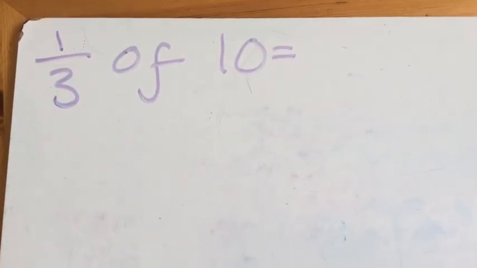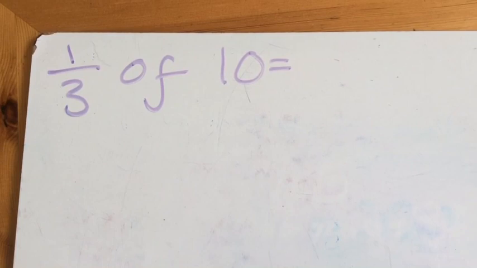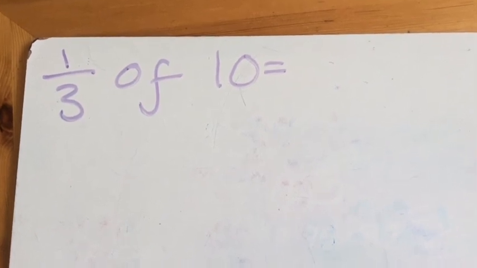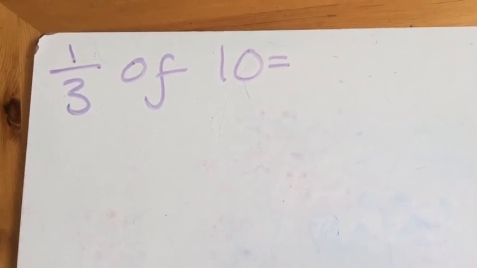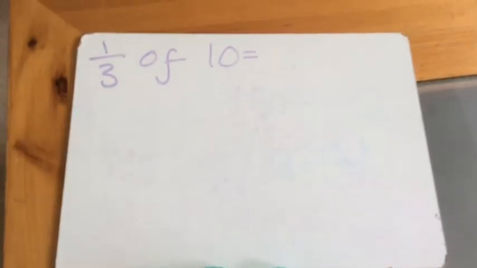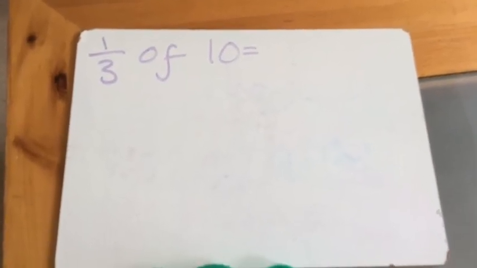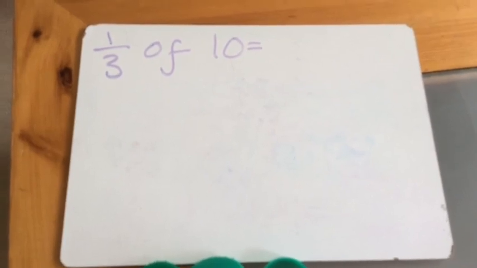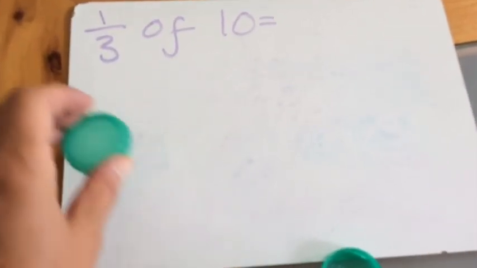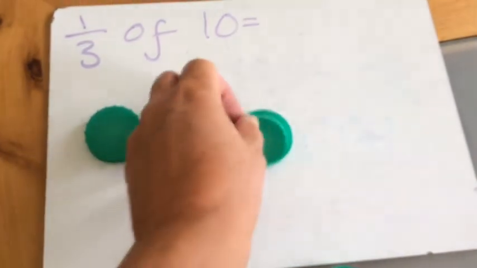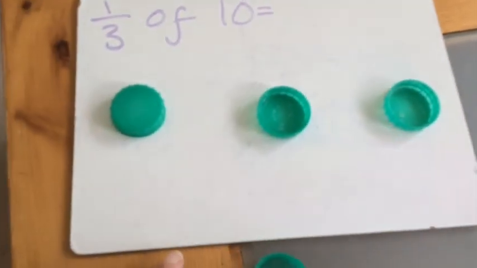Now have a go at finding 1/3 of 10. It's a bit tricky, this one. I'm going to use milk bottle tops. You need to use something that's solid as well, like your cubes, Lego bricks, pennies, pasta. Let's see. Make your 3 groups and keep sharing out.